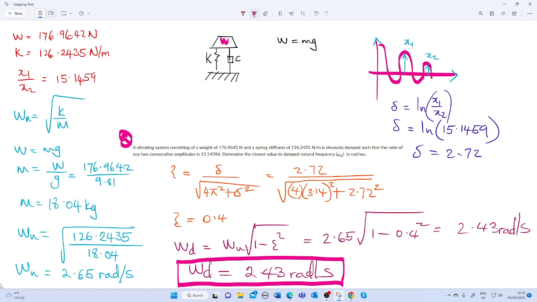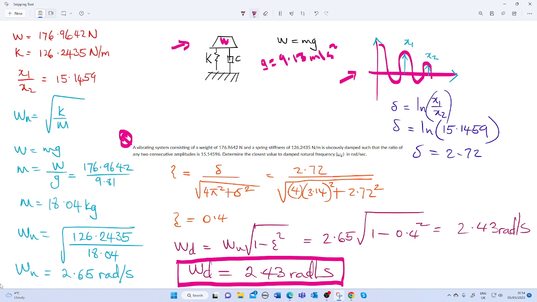Now, let's assume this particular system can be represented with the schematic given here today, where a weight is suspended on a viscous damper, with the damping force acting downward and the weight acting downward with a gravity of 9.18 meter per second squared, whereby the sinusoidal response of the vibration can be represented here, where we have the ratio of the two consecutive amplitudes x1, x2.